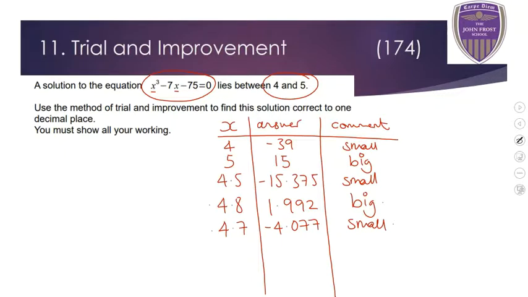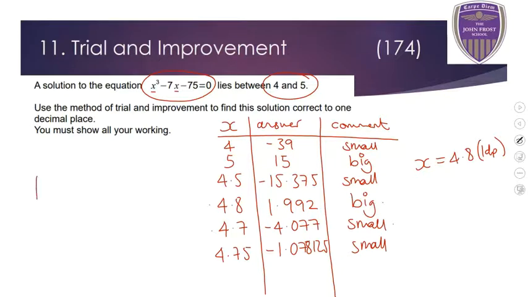I know we only want it to 1 decimal place, but we've got to show now which one of these two it is. So in between those two numbers is 4.75. This will tell us now whether we should be rounding up or down. So 4.75 cubed minus 7 times 4.75 minus 75 equals minus 1.078125. That's too small. So anything smaller than that is also too small. So the answer must be 4.8 once we round it up. So x equals 4.8 to 1 decimal place.